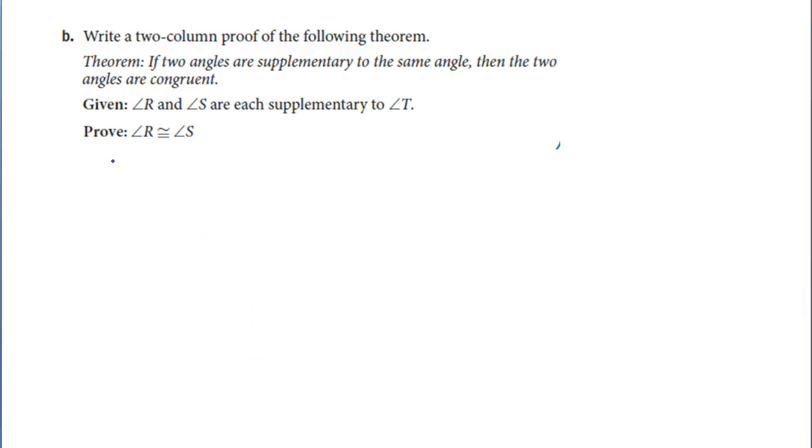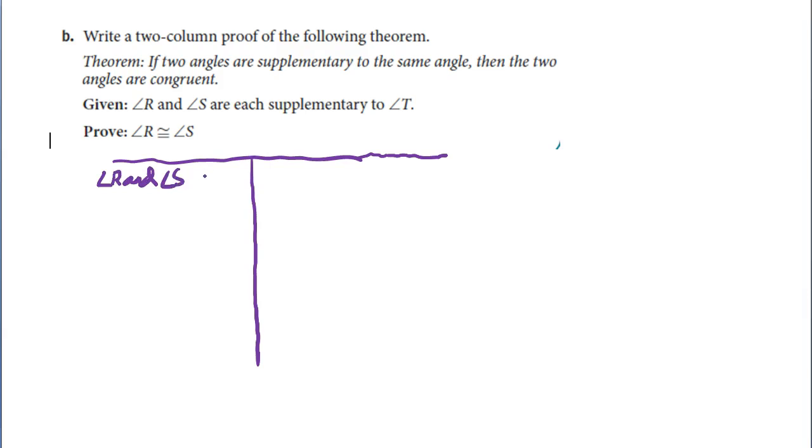So you start by making a two-column chart. The first column will contain the statements, and the second column will have our reasons. Begin with the given information. So angle R and angle S are supplementary to angle T, given.